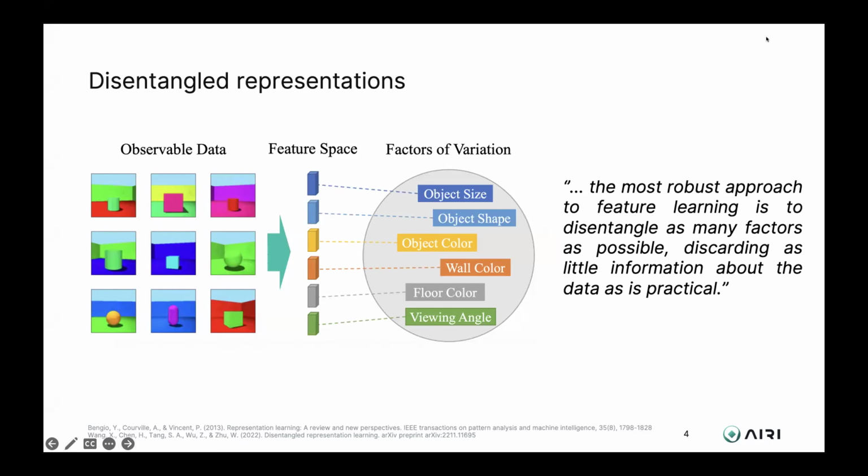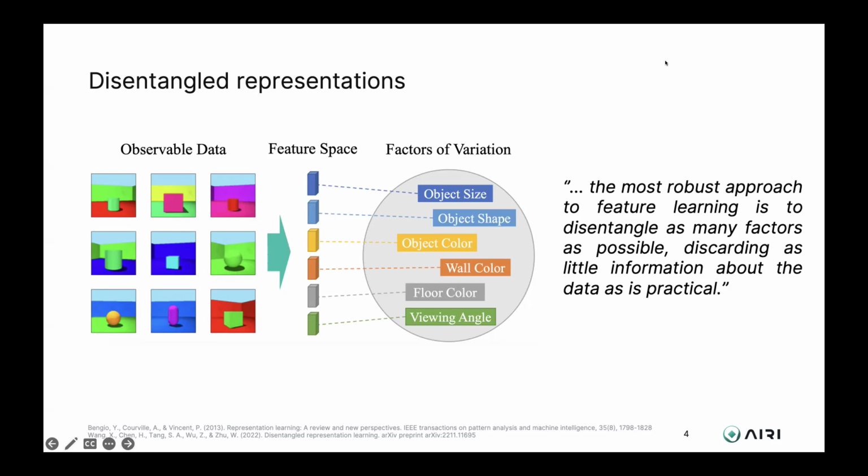And there are actually different ways we could learn these representations. One of them is what's quoted on this slide: the most robust approach to feature learning is to disentangle as many factors as possible, discarding as little information about the data as is practical. The idea here is that our observable data is generated by some process that maps factors of variation, or generative factors, into real life. And we want to find a mapping from this observable data to these factors of variation and get representations that have some particular feature, or maybe some particular vector, that corresponds to one of these factors.